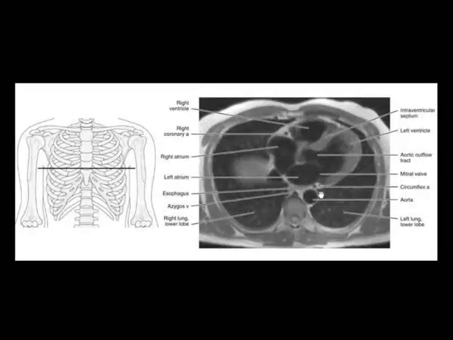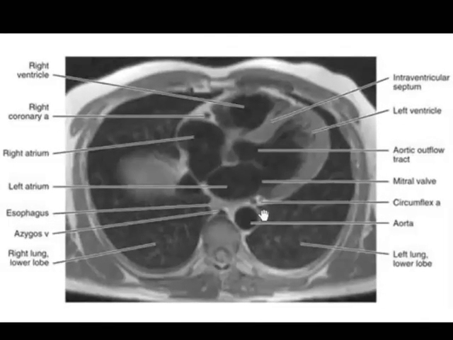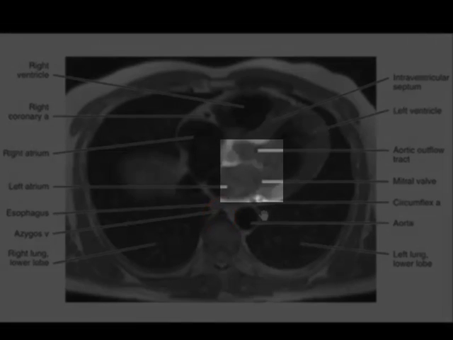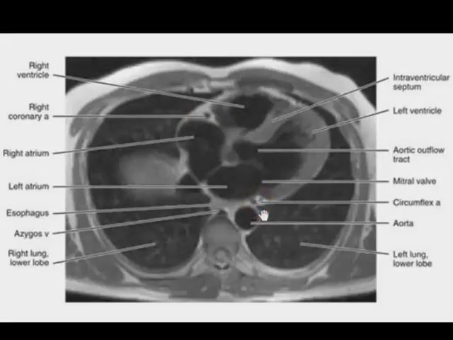This is an axial MR image demonstrating all four chambers of the heart. Also note the location of the azygos vein just anterior to the vertebral body and to the patient's left of the much larger aorta. If you look closely, you can also see the mitral valve between the left atrium and the ventricle. The right coronary artery is also seen between the right atrium and the ventricle. Also, the circumflex artery is visible just anterior to the aorta.